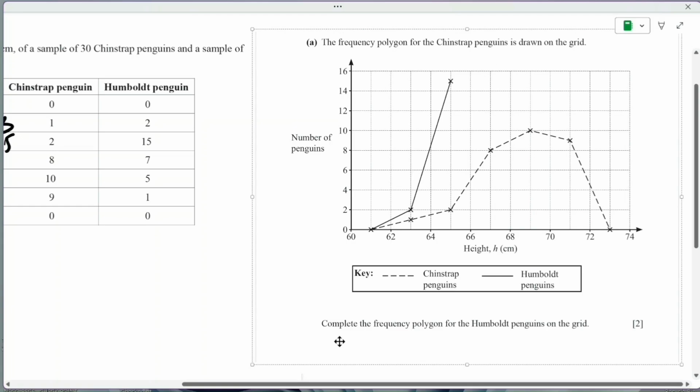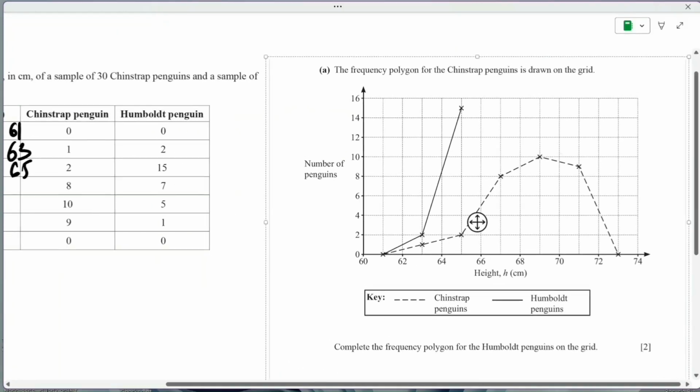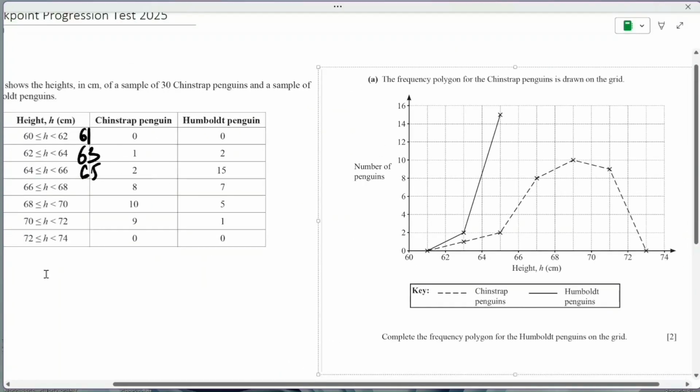The later part of the question says, complete the frequency polygon for the Humboldt penguins on the grid. Now, to make our work easy, it's better we find all the midpoints of the heights. We have 61 for the first, for the second is 63, for the third is 65. In between 66 and 68, you have 67. You can add them together and divide by 2, you still get the same result. You have 68 and 70. In between 68 and 70, you have 69. Standard, you add them together and divide by 2.